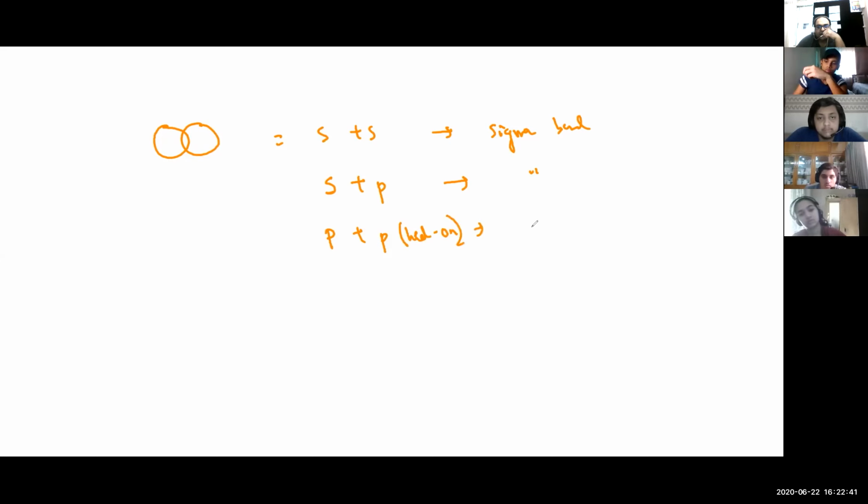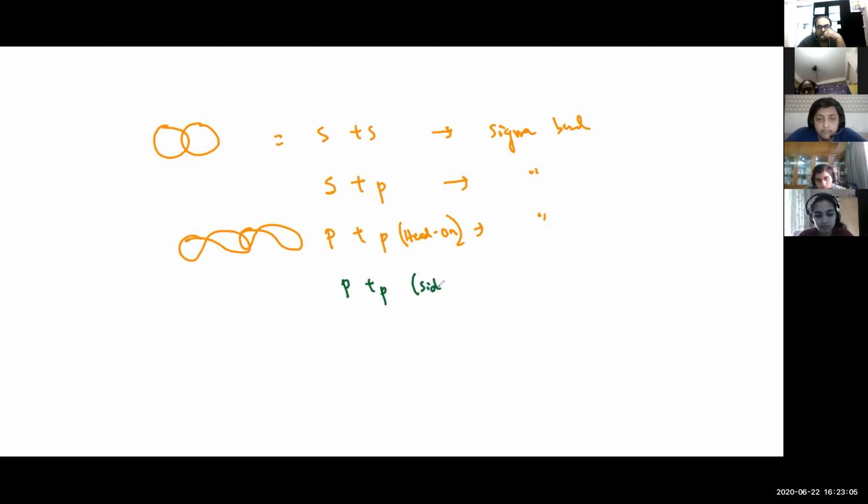If it's head on, one sigma and one pi, as in a carbon-carbon double bond, which has one sigma and one pi. If it's head on like this, it's a sigma bond. And if they are p orbitals but they overlap sideways, it's a pi bond. They form pi bonds. That's it.